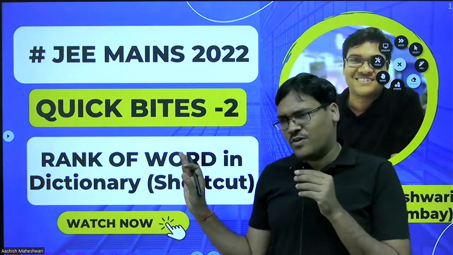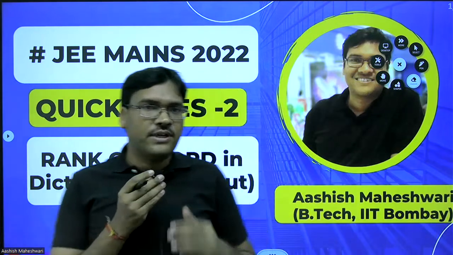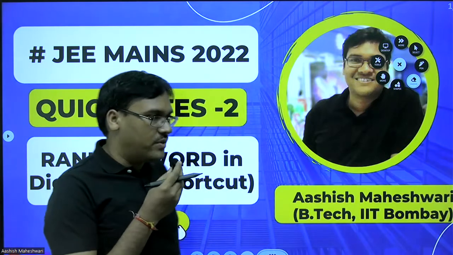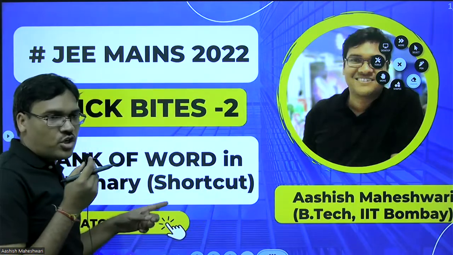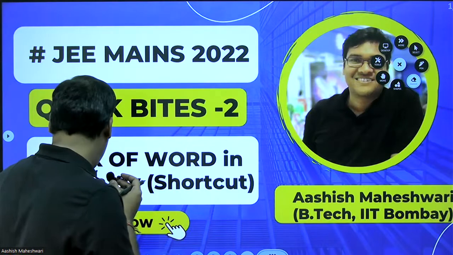Again, this is a very common question in many competitive exams: how to find the rank of a word if you arrange the words in dictionary order. So we are going to mainly discuss the shortcut part of that. Let's start the question here.